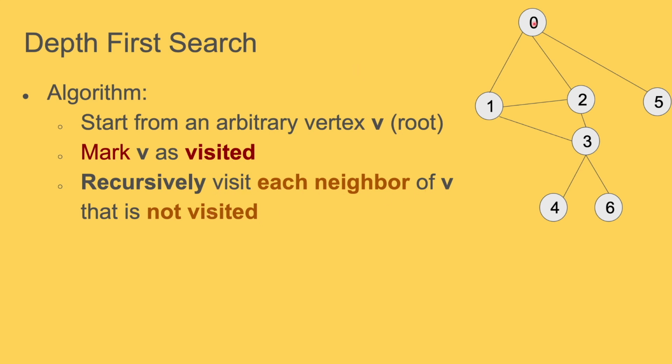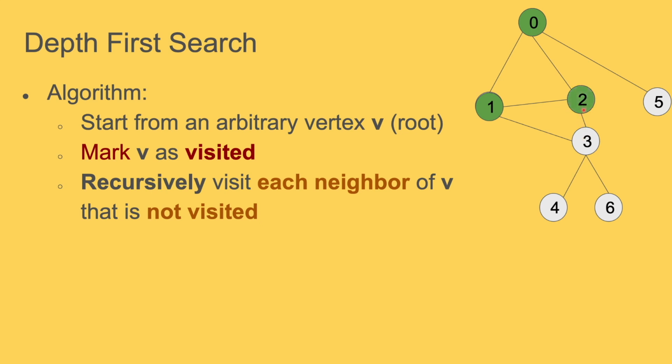For example, in this case, we have node 0 to be the root. We mark this as visited. Now I have to run the same algorithm on all the neighbors of node 0 recursively. First, we run it on node 1, so we mark this as visited. Now we have to run the algorithm recursively on node 1's neighbors that are not visited yet. The neighbors of node 1 are 0, 2, and 3. The only unvisited ones are nodes 2 and 3. So we run the algorithm recursively on these two.